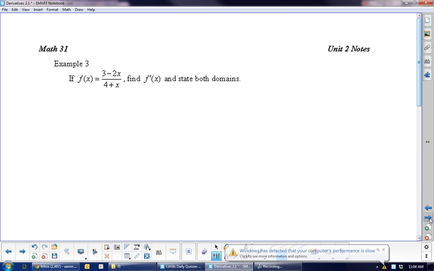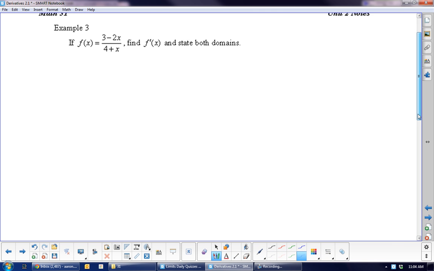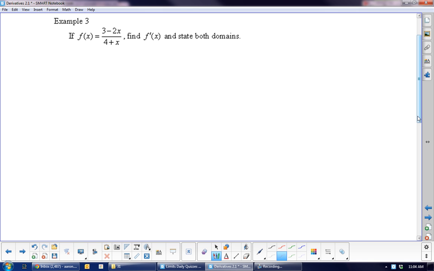Okay, we're just going to do one more. This one is a bit more on the brutal side, and this one just has another little piece added to it. It says state both domains. Okay, so in the original, what would be the domain? So the domain is x cannot equal negative 4.